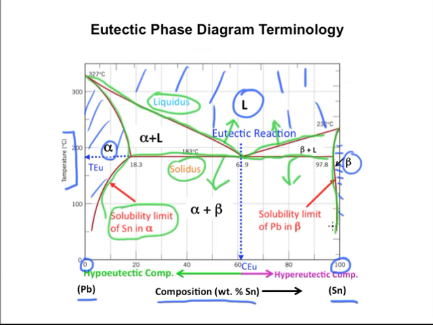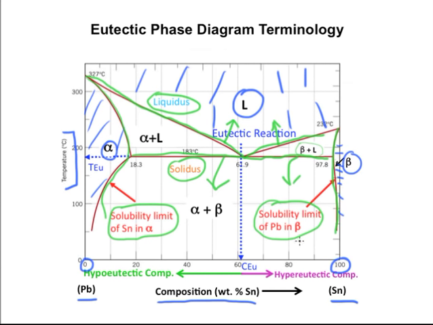This line over here is the solubility limit of lead in beta, which means if we started here and added just a little tiny bit more of lead, we would be in a two-phase region and not a single beta region. If we were at a higher temperature, we'd end up in the beta plus liquid region, and if we were at a lower temperature, we'd end up in the alpha plus beta region.